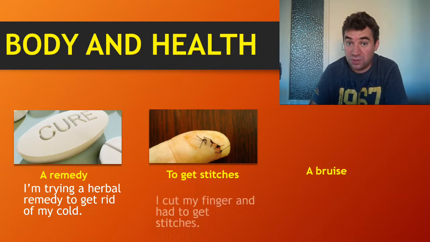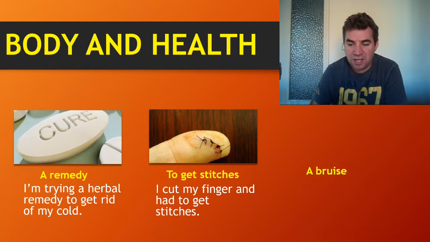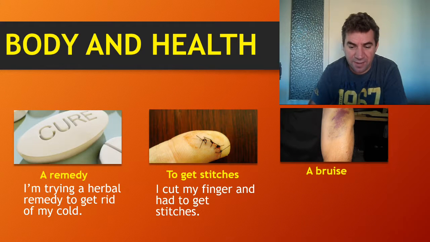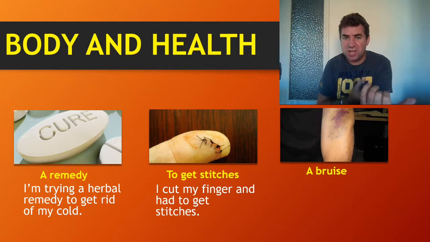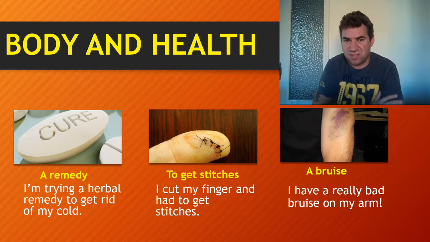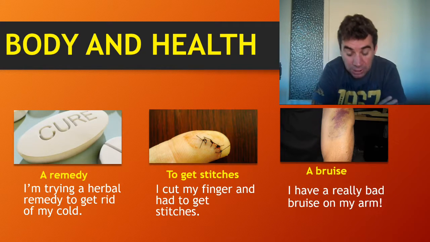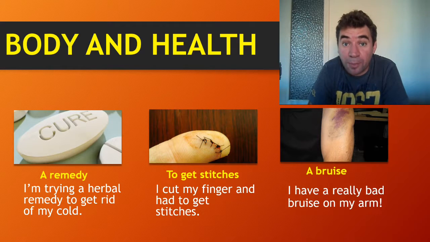A bruise, very common words, these ones. So if you fall down the stairs or even fall over on the road, the chances are you'll get something that looks like this. Ouch. Sore for about 2 weeks at least, alright? This is a bruise, yeah? All the blood vessels under your skin burst, and all the blood comes to the surface of the skin. Lovely jubbly. Alright? I have a really bad bruise on my arm.